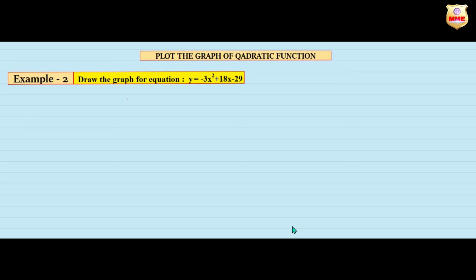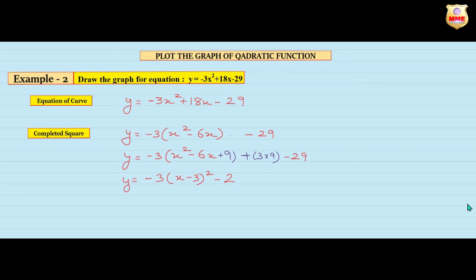Now friends, we will take a different form of quadratic equation and try to plot the graph for it. The equation of the curve is y equal to minus 3x square plus 18x minus 29. Further on solving this equation, we have got this quadratic function in a complete square form, and that is y equal to minus 3 in bracket x minus 3 whole square minus 2.